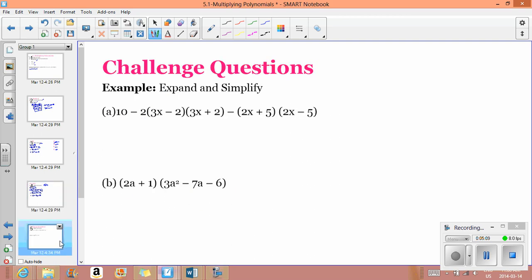Here's a few other ones, challenge ones. So I want you to try those. You can bring them to class and we can check whether you've got it or not. Let me know if you have any questions, write them down. See you in class. And just remember, you can pick any strategy you like. Just pick the one that's most comfortable and works for you.